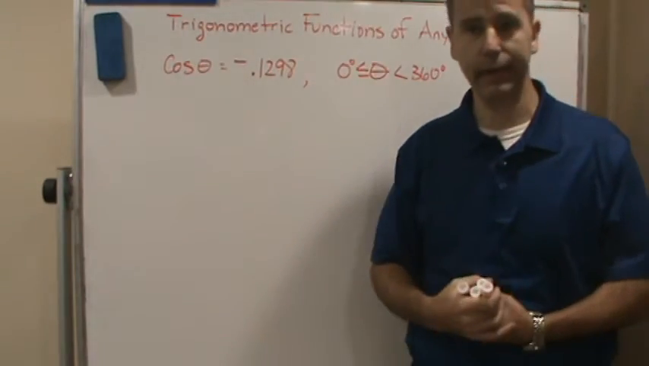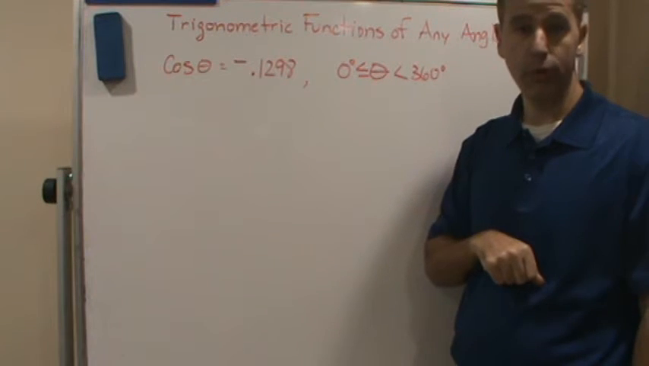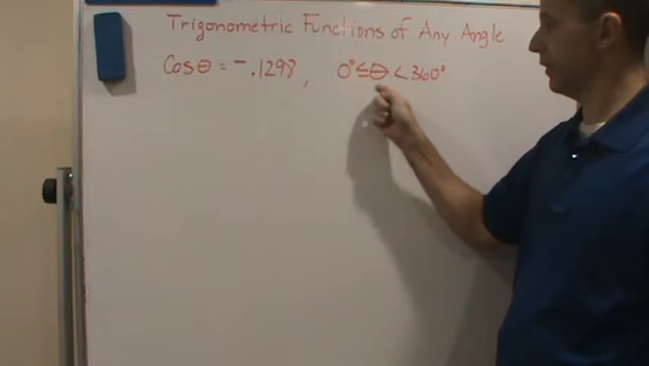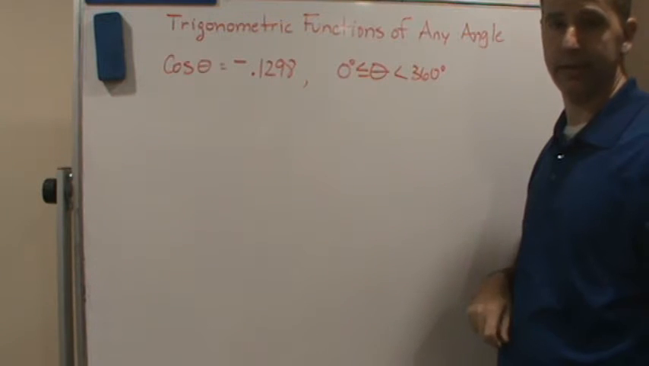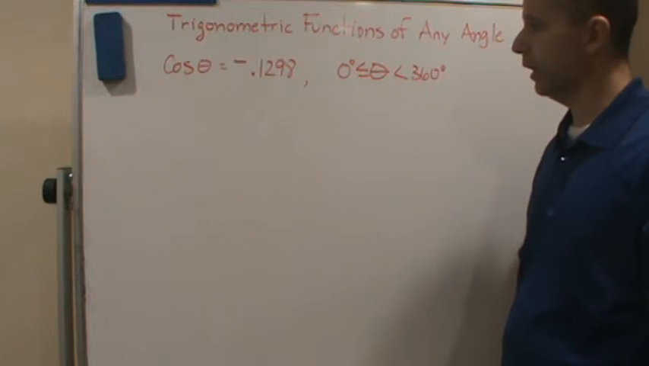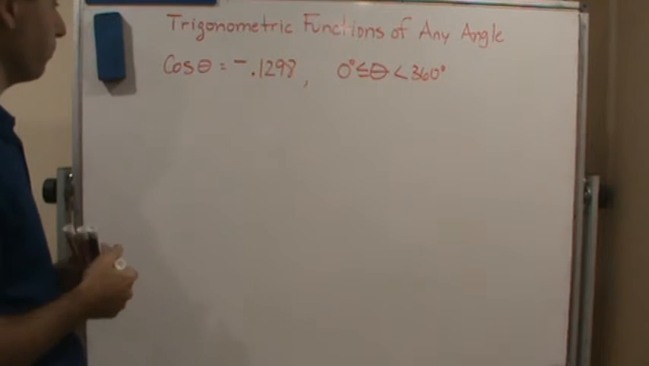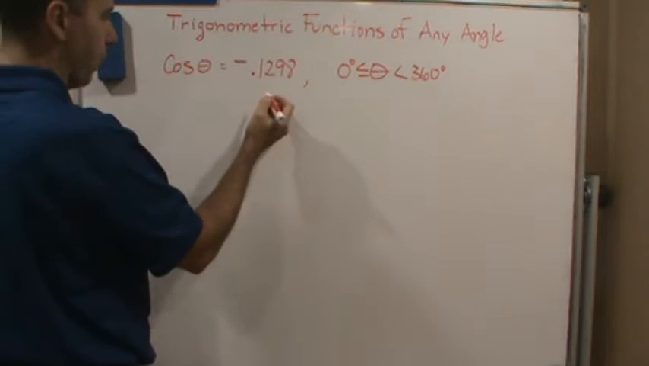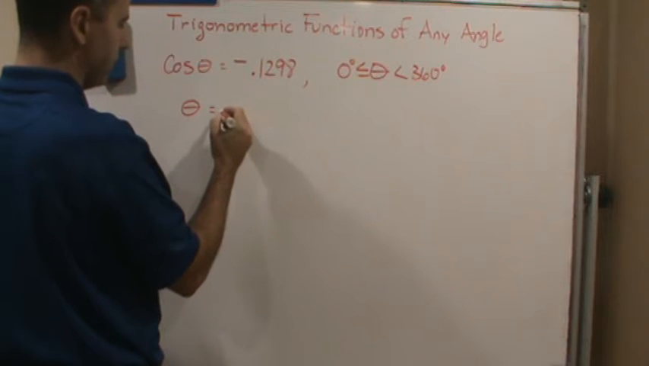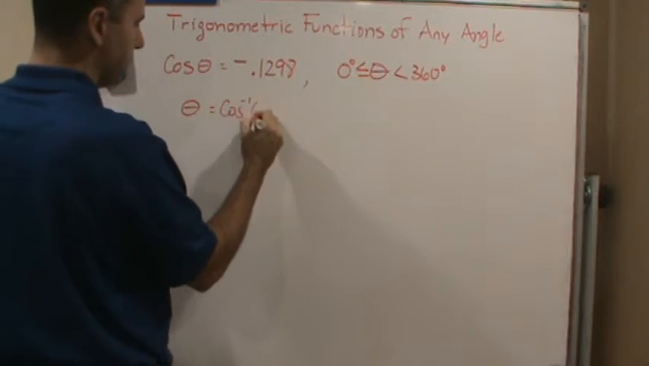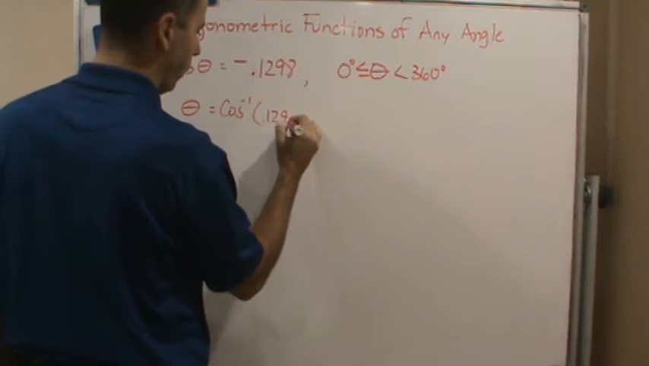Okay, so welcome back. Now, in this example, we're given cosine of theta is negative 0.1298, and theta is, of course, at least 0 degrees and less than 360 degrees, as before. Just to show you what happens with cosine here, let's use theta equal to cosine inverse of positive 0.1298.